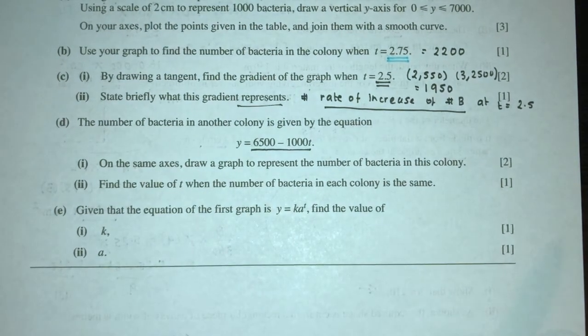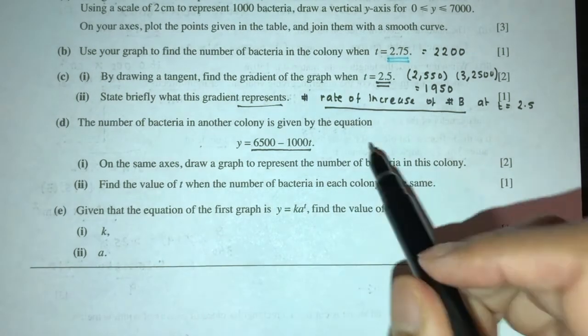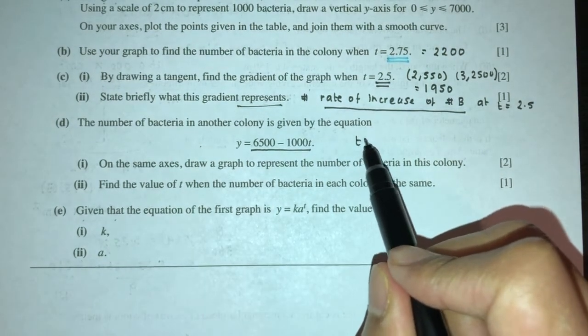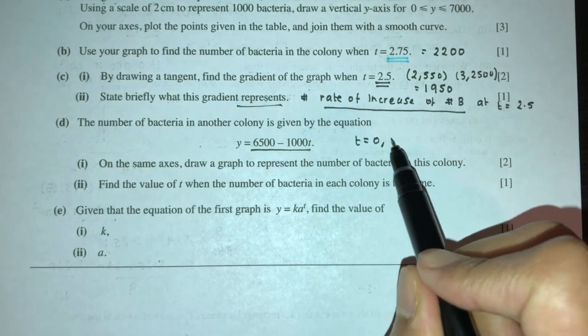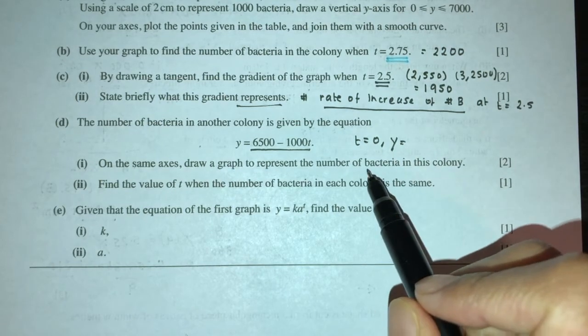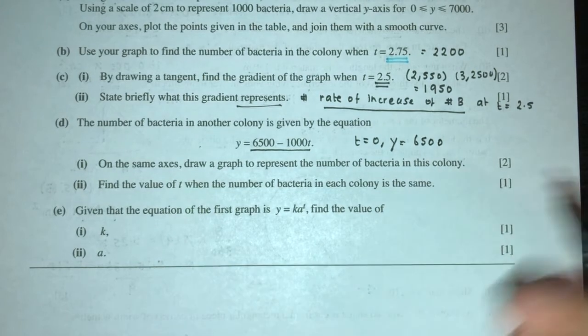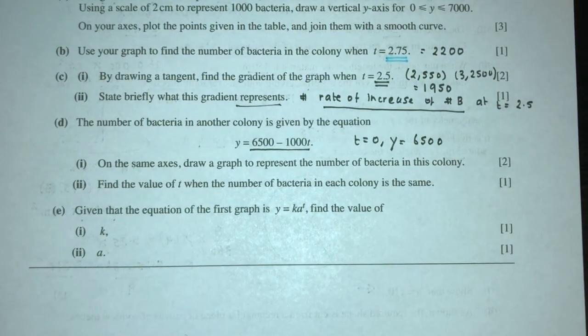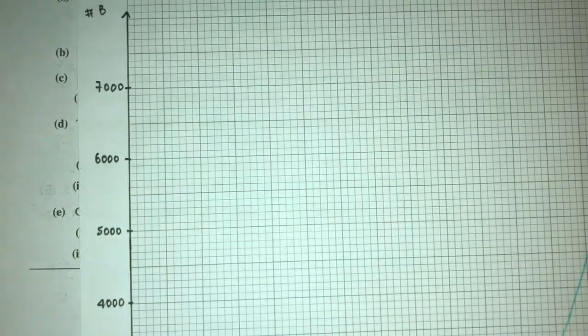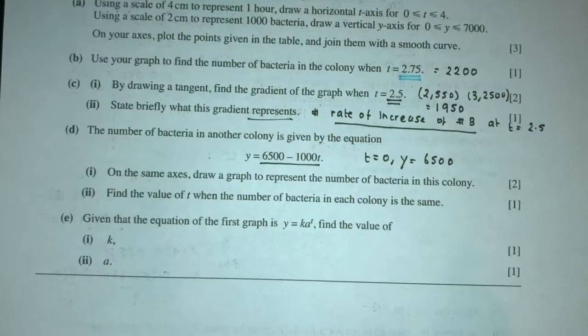Now for part D, the number of bacteria in another colony is given by this equation. Now on the same axis we have to draw this graph. So pretty easy. Let's find 2 points. So at t equals 0, y will be what value? That will be 6,500. That's your first point. So at t equals 0, y will be 6,500. So 0, 6,500 will be right here.